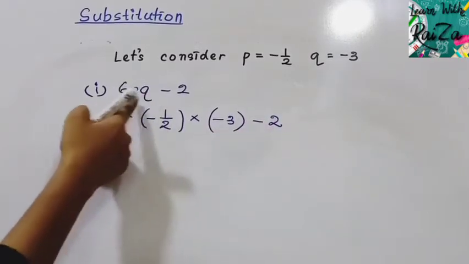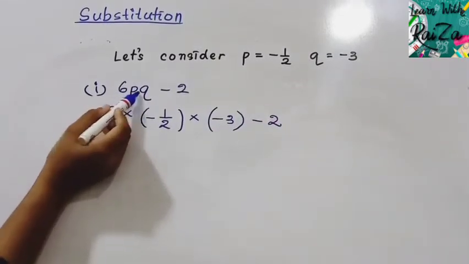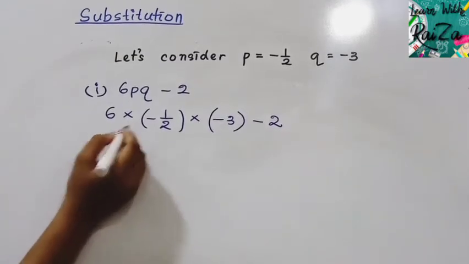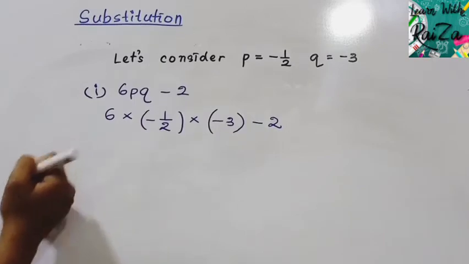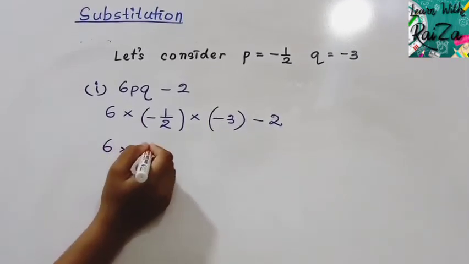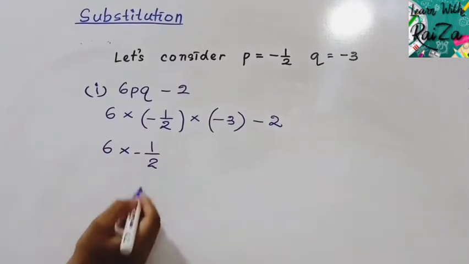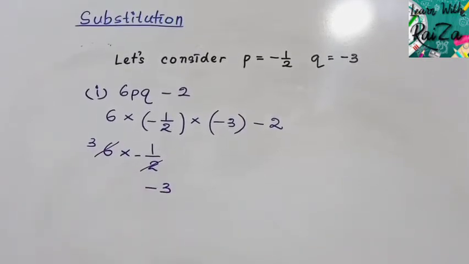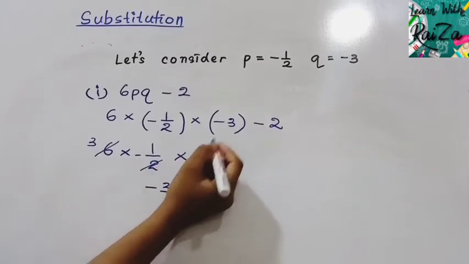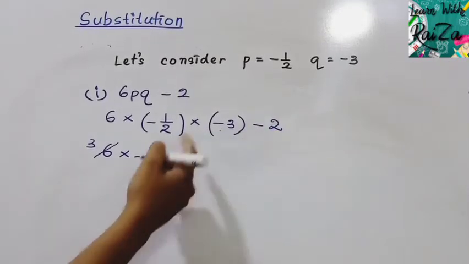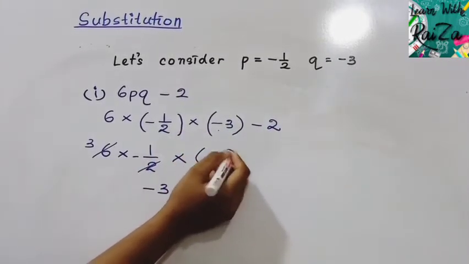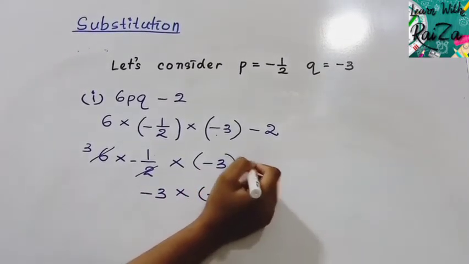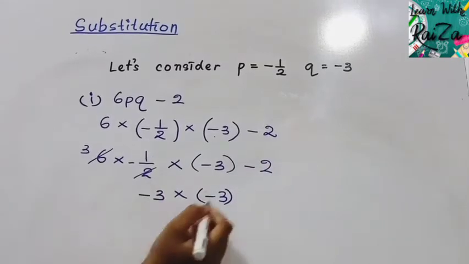So here these are multiplication relationships. They are connected, they are bonded by multiplication. Now we'll multiply. Here minus half is there, 6 is there. So let's remove the bracket and write down this minus half. 2 and 6 you can cancel. You are getting there minus 3. Multiply by minus 3 and minus 2. Okay, let's take minus 3 first of all. Right, minus 3 into minus 3. Leave minus 2 here. Minus into minus, that is plus.